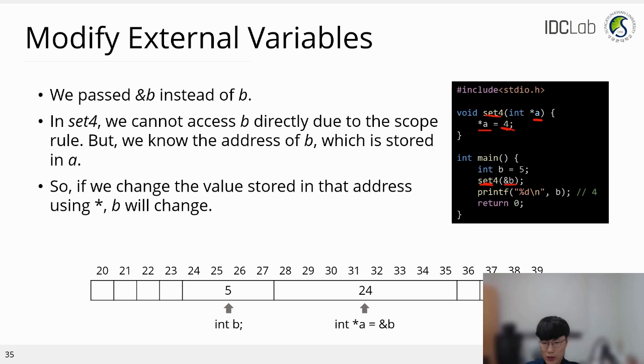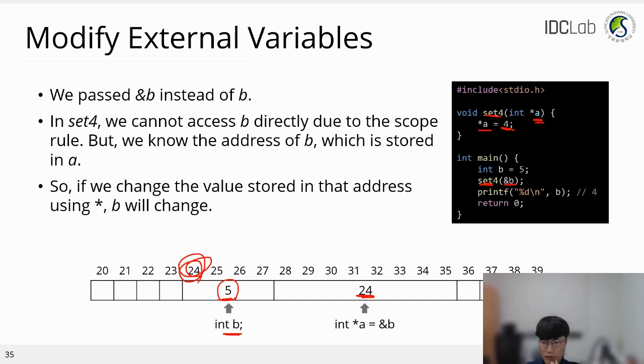So here is the figure that illustrates what happens. Suppose B is here. B is an integer variable initialized to 5. And its memory address, which is 24, is passed as an argument, and it's stored in A, 24. In the body of the set4 function, the function dereferences the memory address first, and stores 4. So 4 is stored in the memory space whose address is 24.